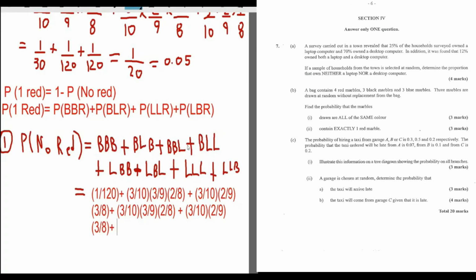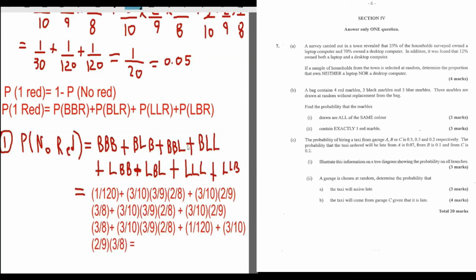Plus, this again is going to be 3 over 10 times 3 over 9 times 2 over 8. Plus, of course, blue, blue, blue, which you know is 1 over 120. Plus our blue, blue, black, which again is 3 over 10, 2 over 9, 3 over 8. We're going to work out all of this. That will give us the probability of getting no red.